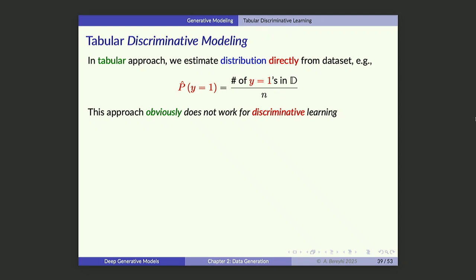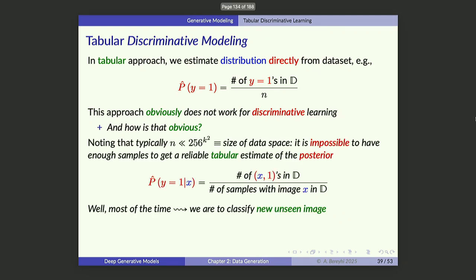Doesn't seem to be that obvious, right? This is why I asked this here. How is it that obvious, right? But you just write down the estimation that you need to do, and you see why you cannot do it. Let's do it together. For instance, say I want to approximate what is the chance of label 1 given that I have seen image X. How can I approximate this guy?